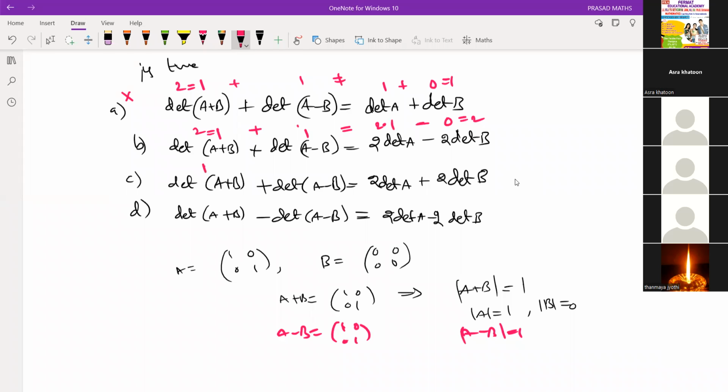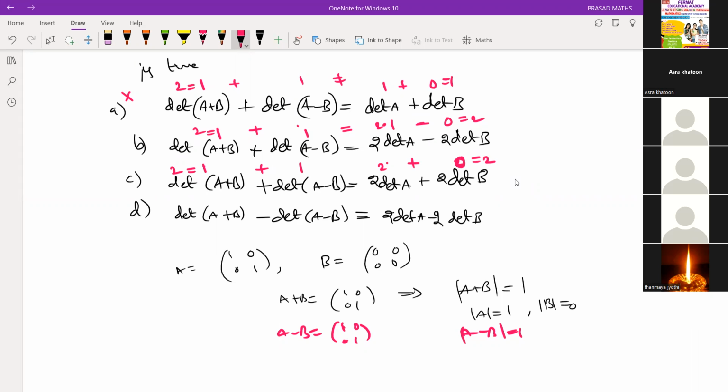Det of A plus B is 1. Det of A minus B is 1. This is 2 into 1, 2. Yes or no? What is det of B? Sorry, 0. So this also, 1 plus 1 is equal to 2. So the left side is 2, and of course the right side is also 2. Therefore, it can be true. We'll see later which is true or false.